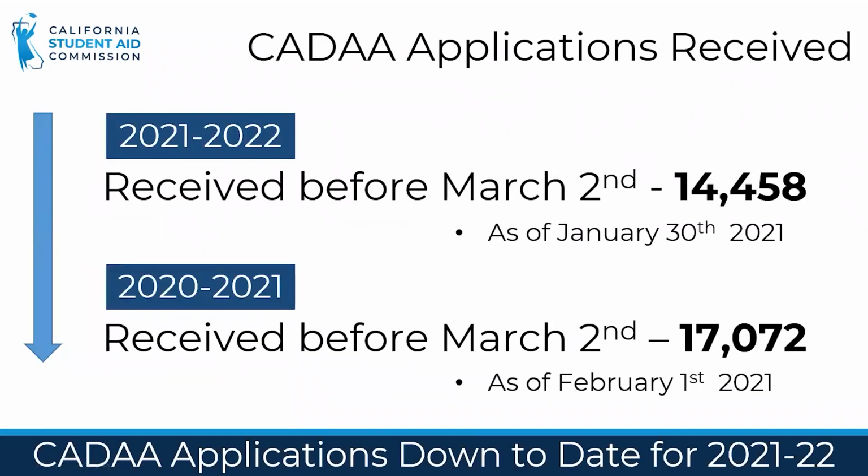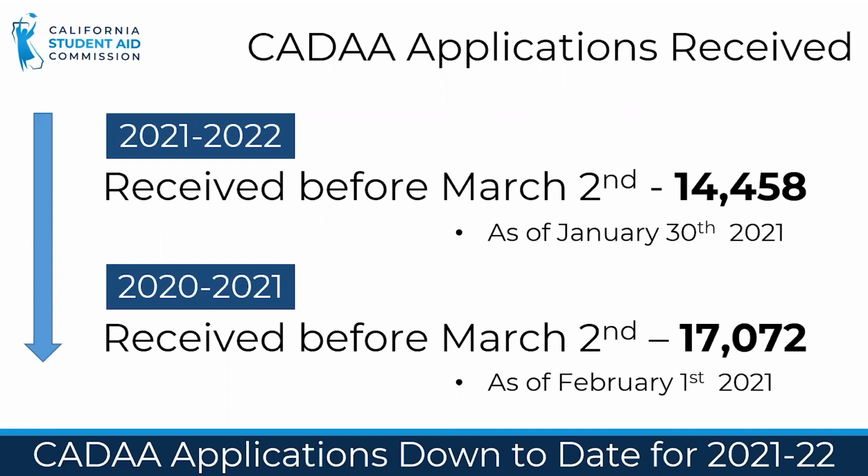Now, one thing we should point out before we continue is that applications this year are down. In other words, applications for the 21-22 academic year are down as opposed to the applications last year received by the same date. And you'll notice they're down significantly.